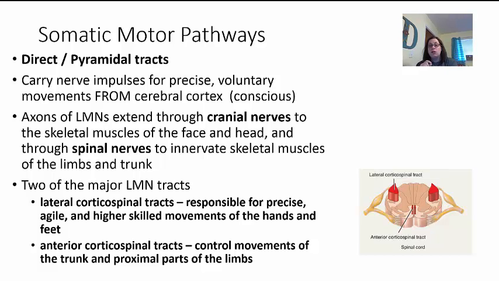Now, the lateral corticospinal tracts are responsible for precise, agile, and higher skilled movements of your hands and your feet. Okay, so this is the whole idea of being able to move your hands, like writing. It's going to be the lateral corticospinal tract, or tying your shoes, where it's more precise movements. On the other hand, the anterior corticospinal tracts control movements of the trunk and the proximal parts of the limbs, like your bicep, your quadriceps, and hamstrings of your legs, because those are going to be more gross movements or large movements. They're not as precise.